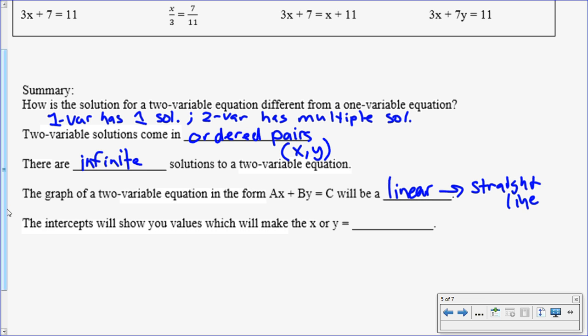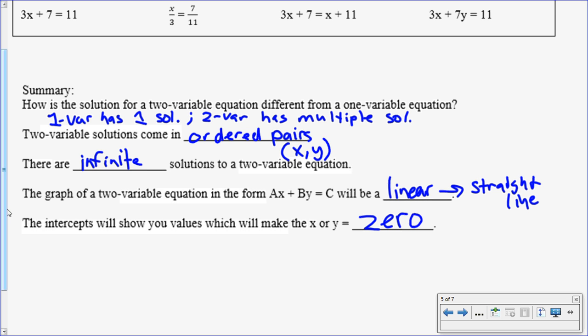And then one of our last examples here. And I know I'm kind of getting into crunch time here because they told me they have to kick me out at 10:54, and I'm at 10:49 right now, so I'm in a crunch if I sound like I'm rushing myself. The intercepts will show you values which will make the x or y equal 0. Remember, an x-intercept gives you y equals 0. A y-intercept gives you x equals 0.